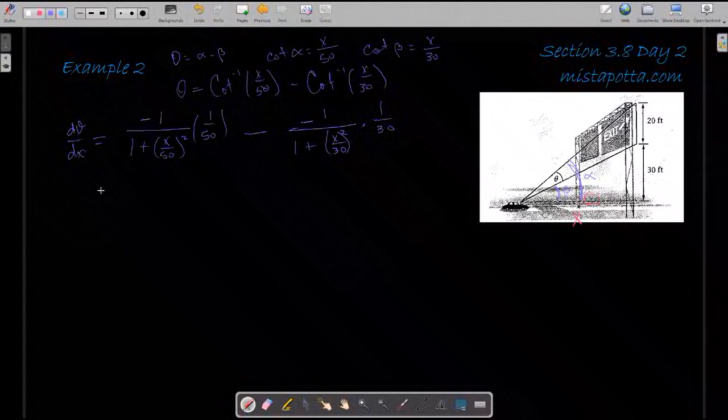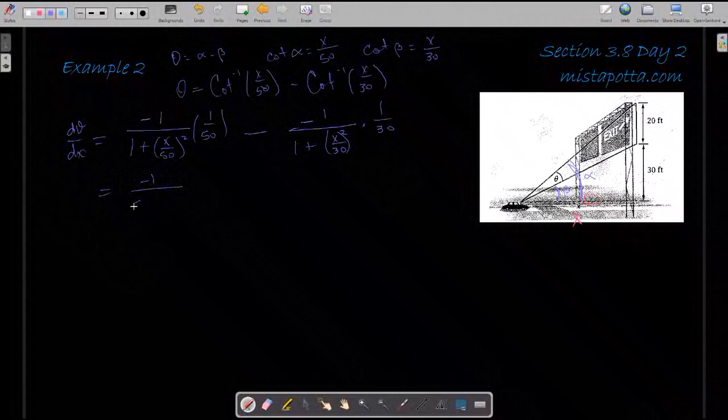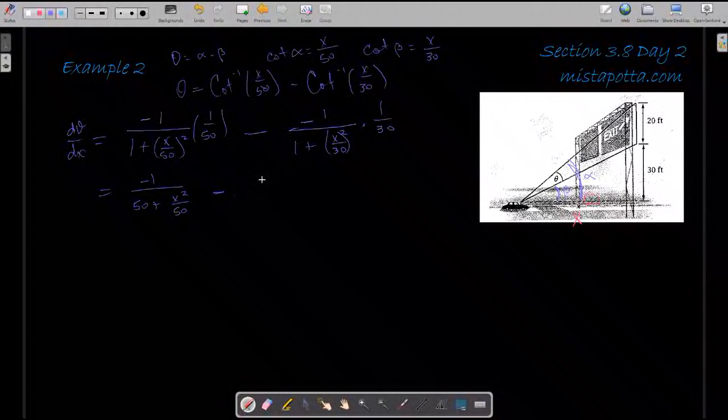And just as before, I'm going to distribute this 50 just to get a little bit simpler problem here. So I'm going to have negative 1 over 50 plus x squared over 50 minus negative 1 over 30 plus x squared over 30.